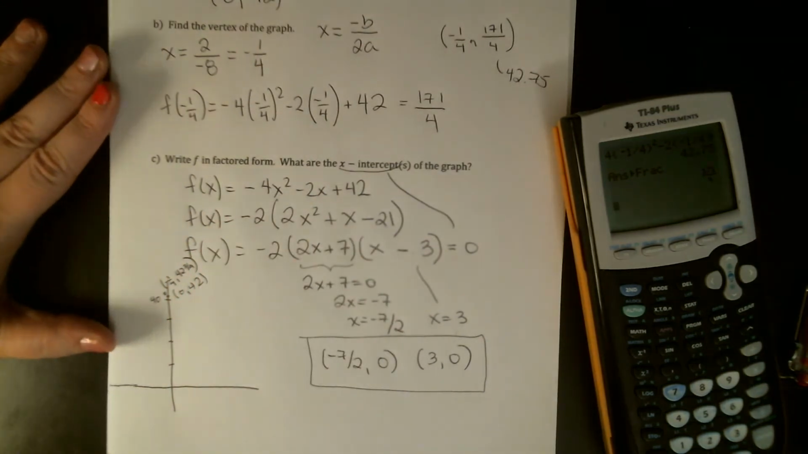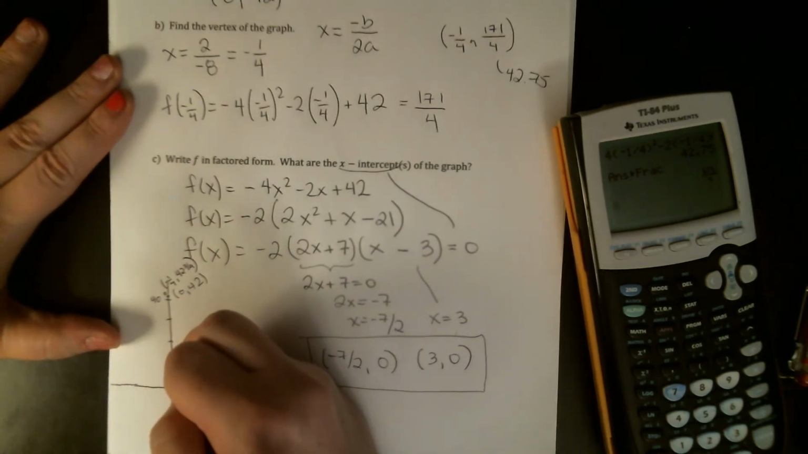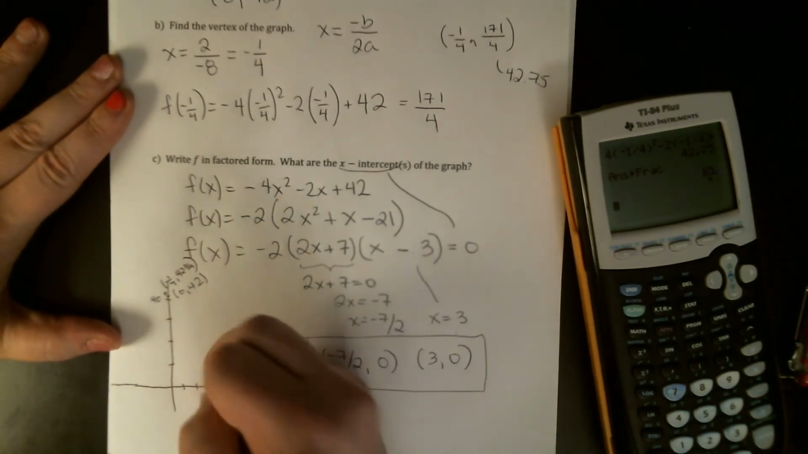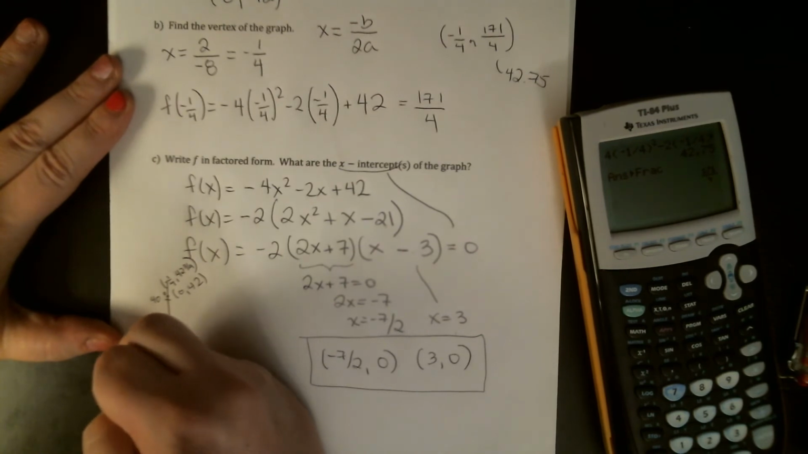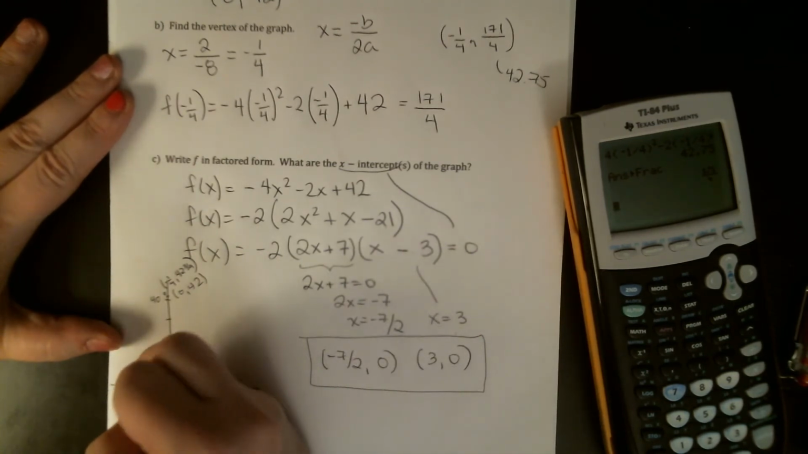And then I know it crosses the x-axis at 3. Let's go 1, 2, 3. And negative 3.5.